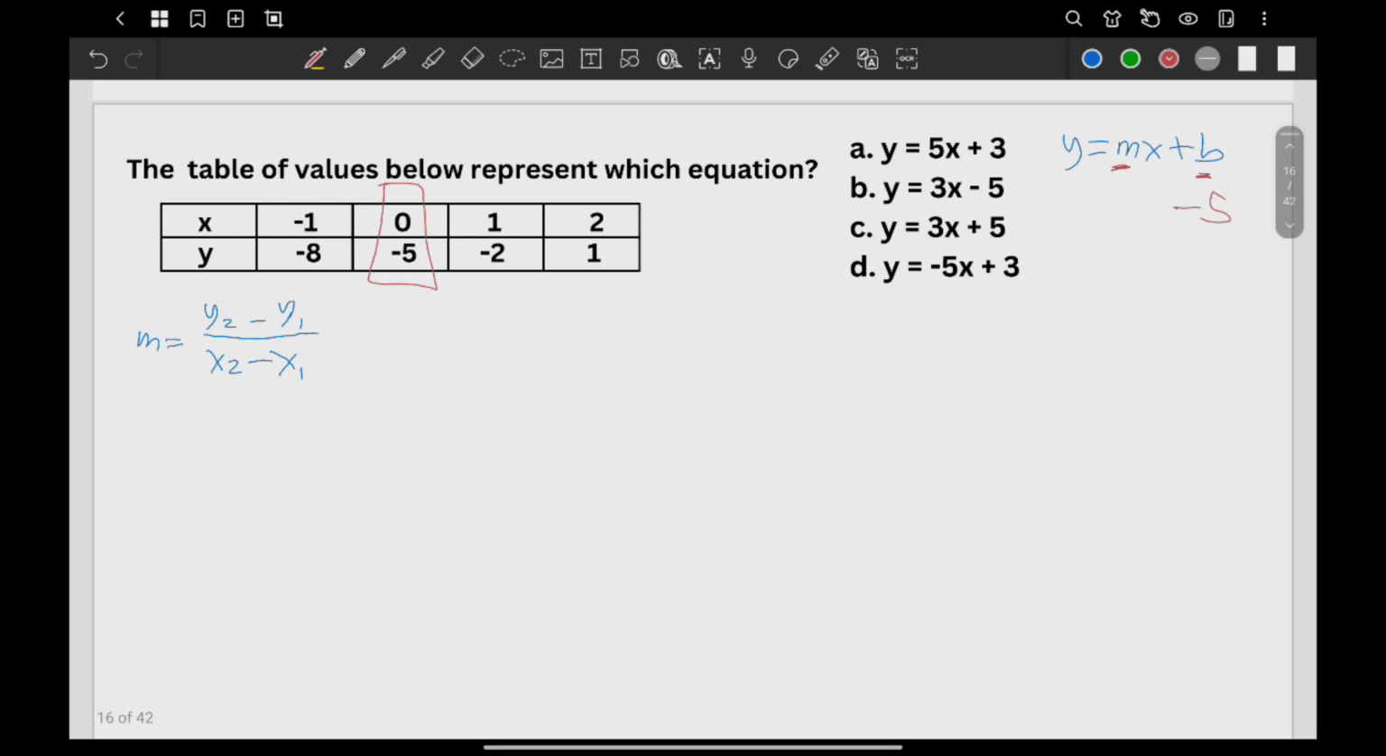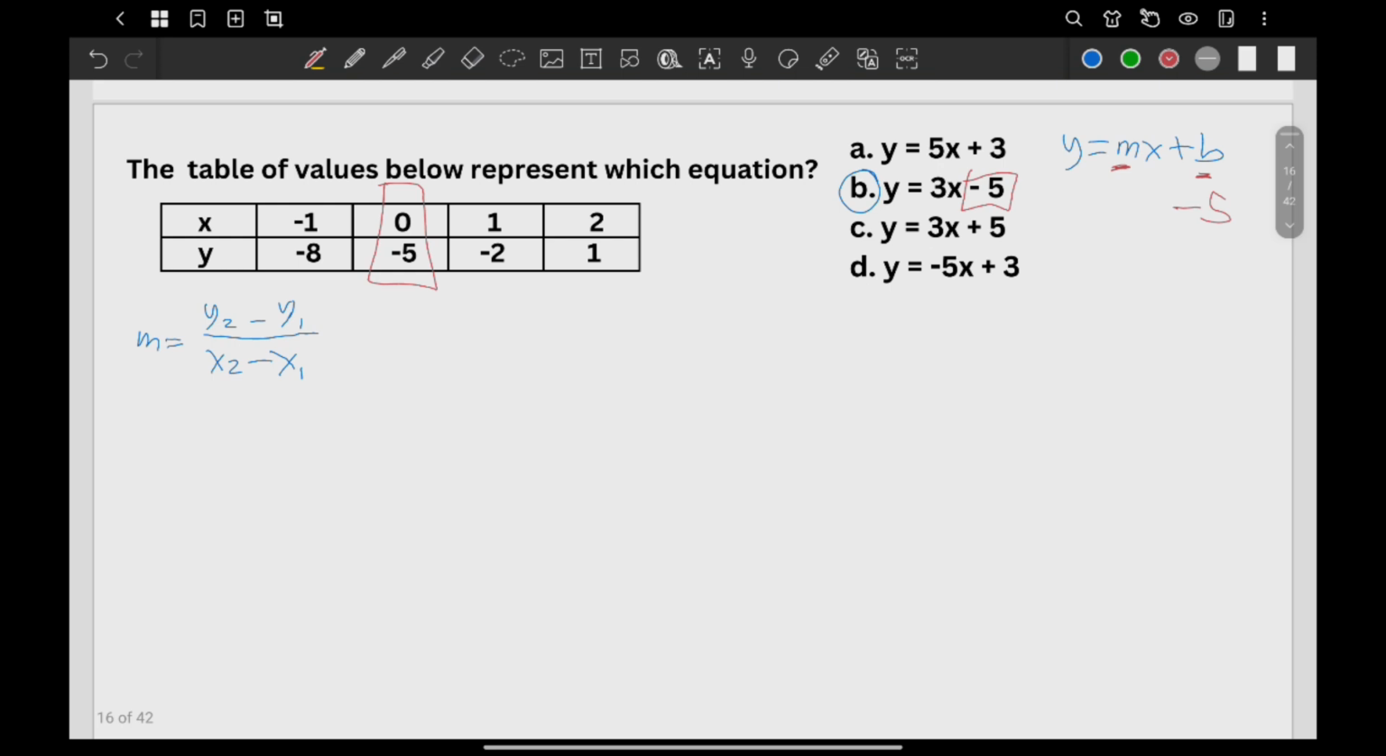Every time there's a table and the value of x is 0, automatically the y there is already your y-intercept. So that means the answer should be y is equal to mx minus 5. And if you check the choices, if you check the b's, it's so obvious that there is already an answer. No need for you to solve for m. And the answer is already letter B. Why? Because among the choices, it's the only choice that has a minus 5 or a negative 5 as the value of b. Okay, if you think that's not clear, you can rewind the video.